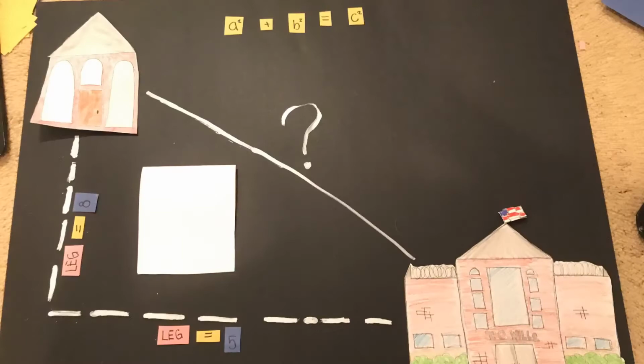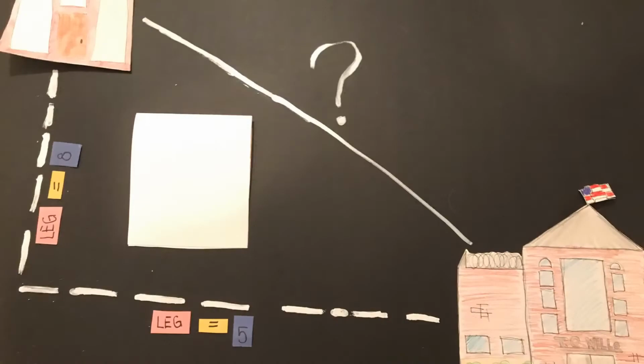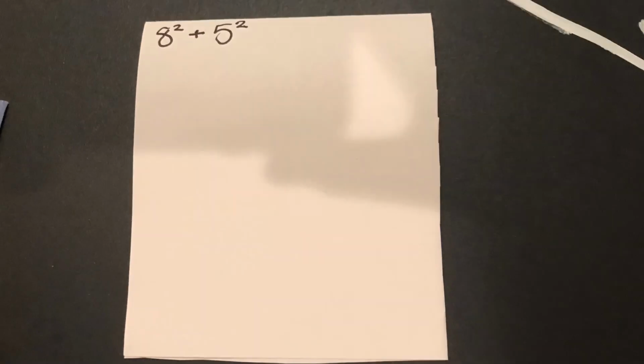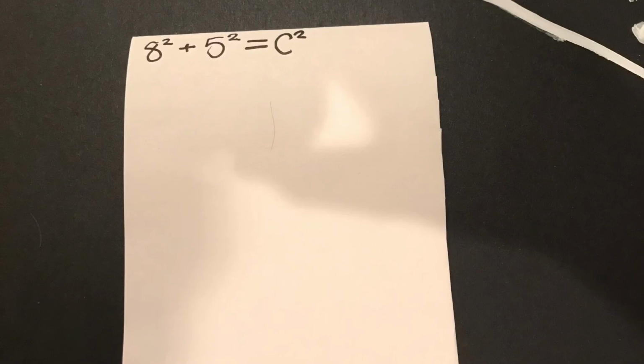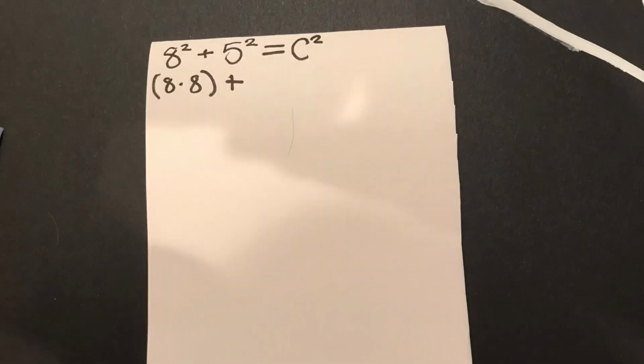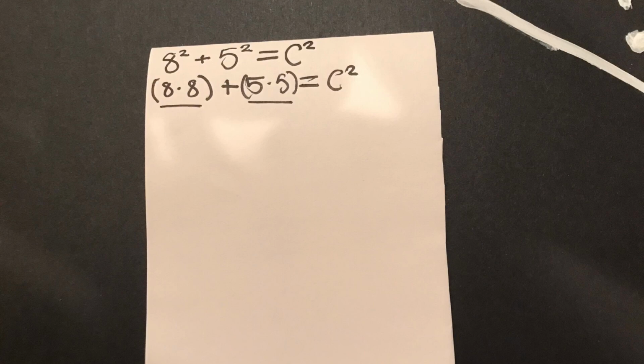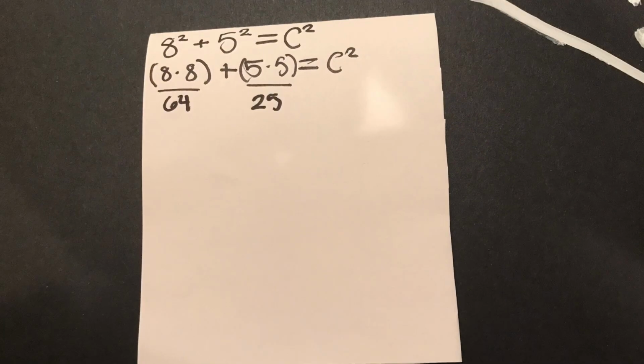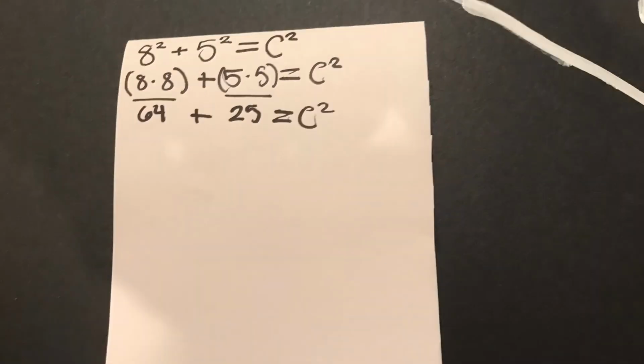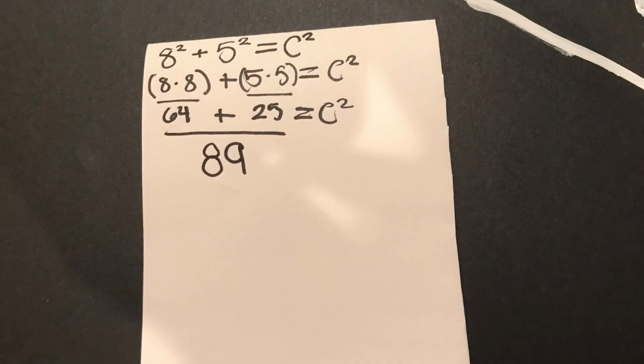So one of the legs is 8 and one is 5. Let's plug the variables into the formula. Now the formula should read 8 squared plus 5 squared equals c squared. Now let's simplify. 8 times 8 and 5 times 5. 8 times 8 is 64, and 5 times 5 is 25. Both of those together add up to 89.